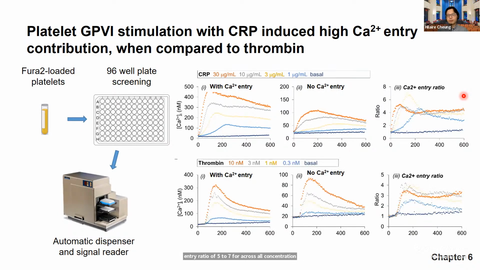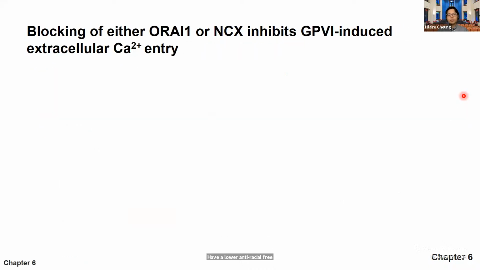A similar experiment was done on thrombin, which is a PAR agonist, another major platelet agonist, and we can see it has a lower entry ratio of 3:4 compared to GP6.